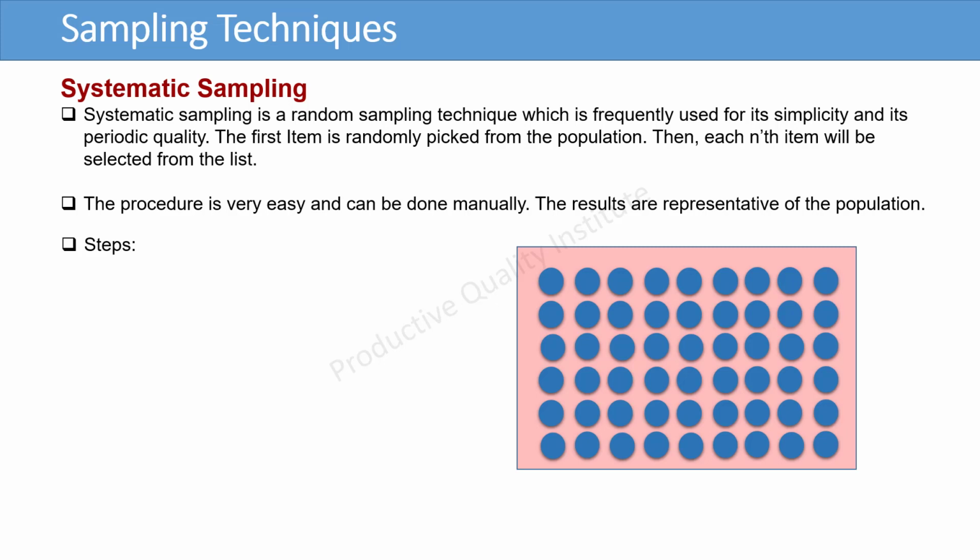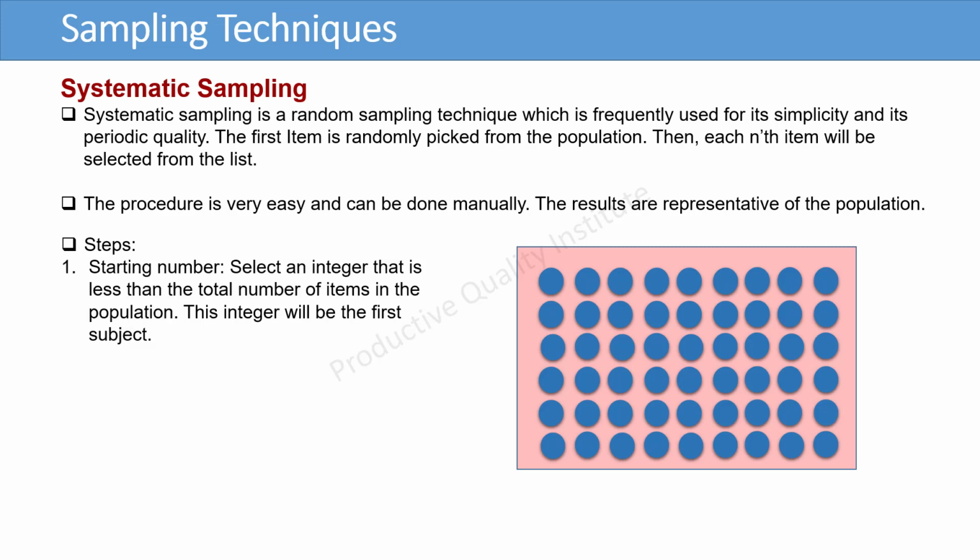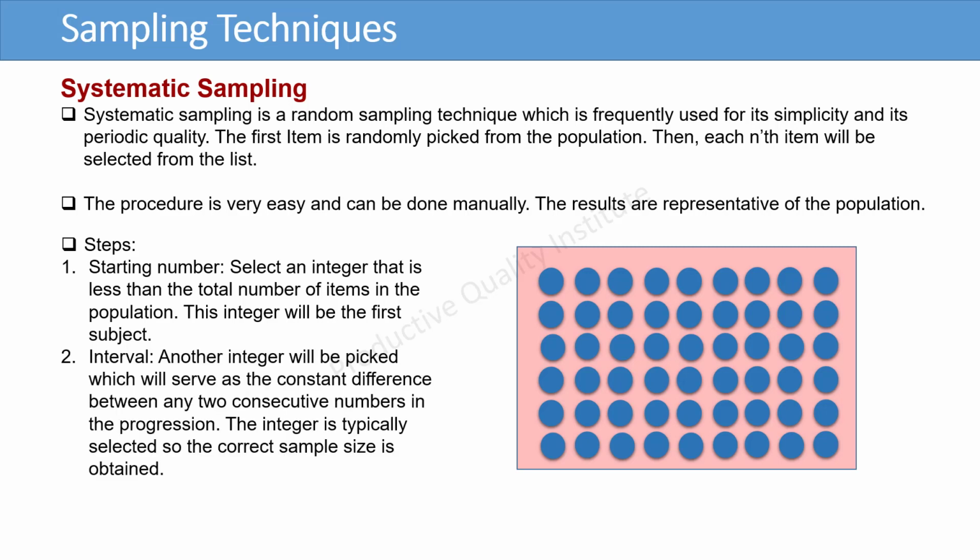There are 2 steps to be followed. First, the starting number. Select an integer that is less than the total number of items in the population. This integer will be the first subject. Second, the interval. Another integer will be picked, which will serve as the constant difference between any 2 consecutive numbers in the progression. The integer is typically selected so the correct sample size is obtained.